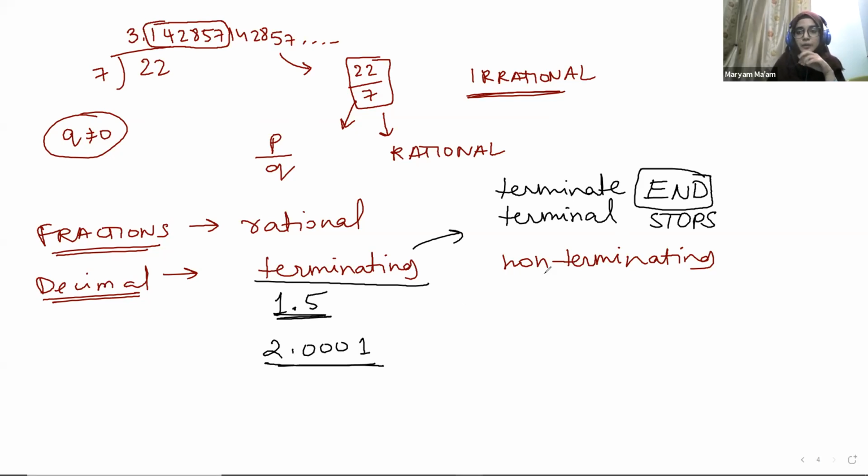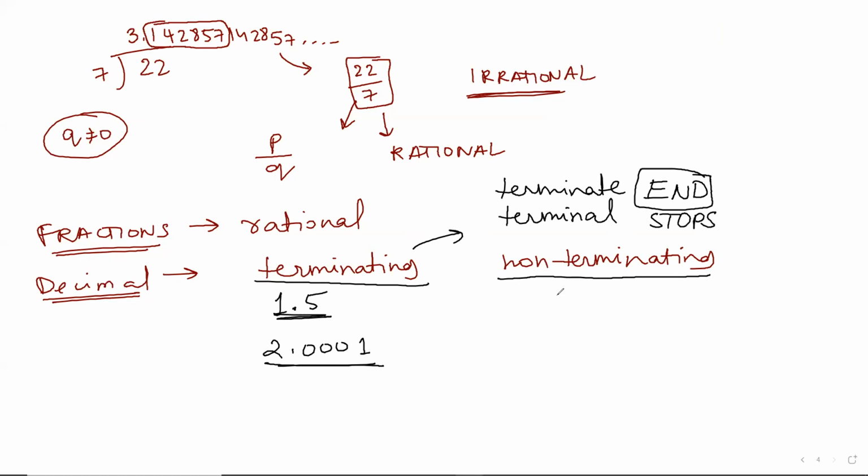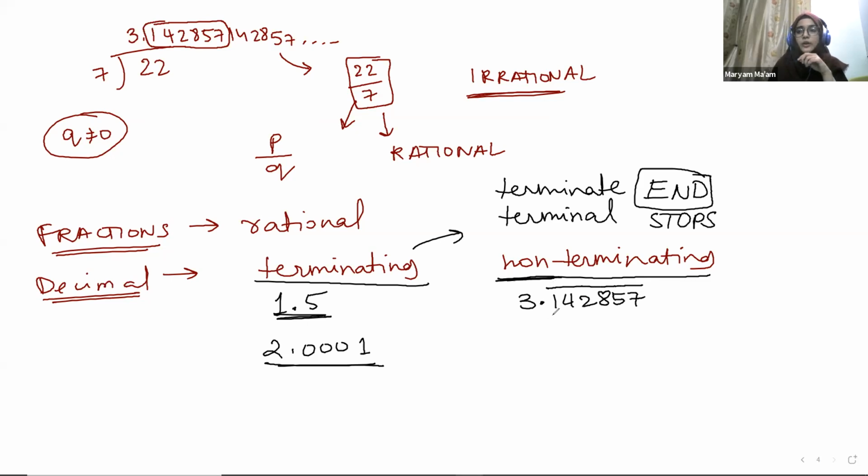We have covered a few examples just very recently. Hamna, am I audible? Yes, ma'am. So can you give me a few examples for non-terminating? Ma'am, 3.142857, that keeps continuing on, bar. So we put the bar over here. Very good. All right. Mridula, would you like to give another example?